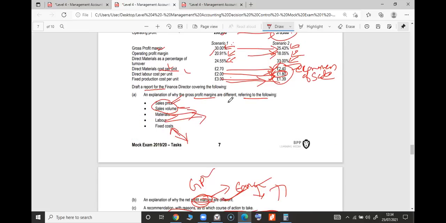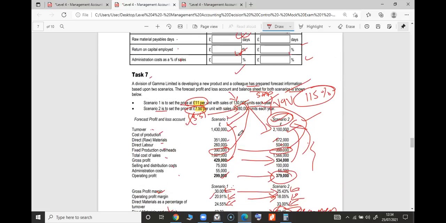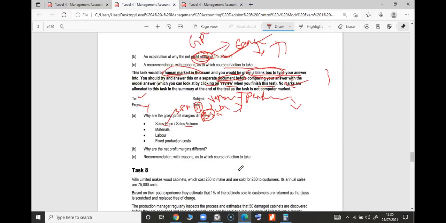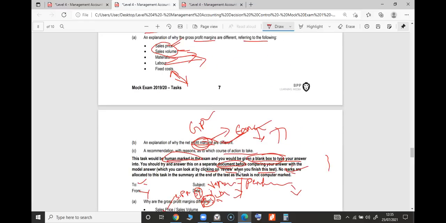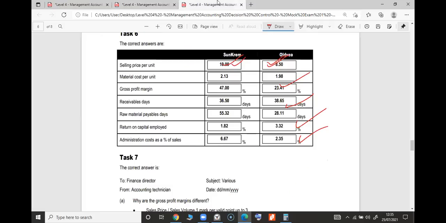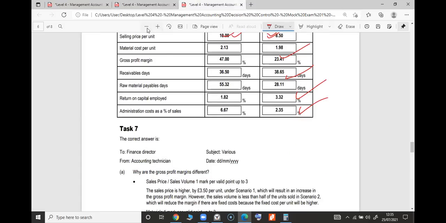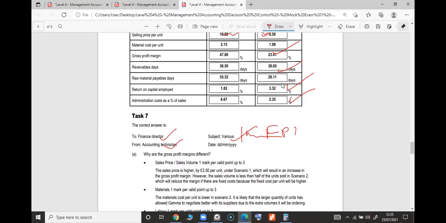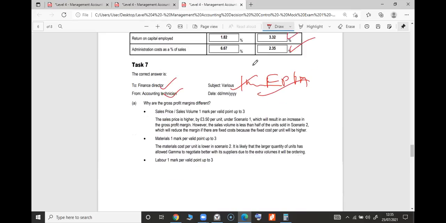Let's check our answer. Now, who am I, and to whom am I writing? A finance director. And who are you? You are always an accounting technician, do remember. In A levels, you can write student, but here, because you are doing AAT, write accounting technician. So from accounting technician to finance director, with various possible subjects, but it could be financial performance indicators. You can write that down. Financial performance indicators is also a correct subject.